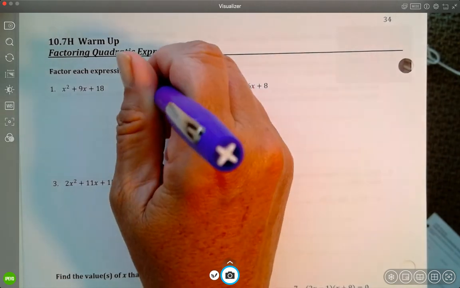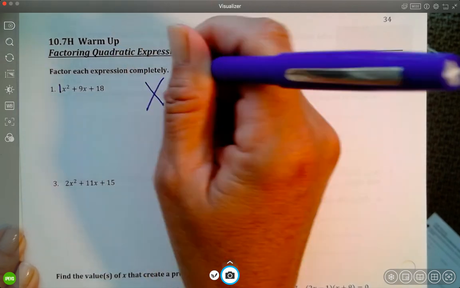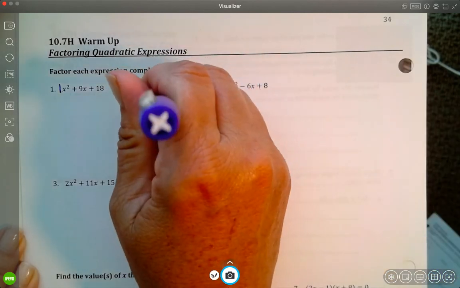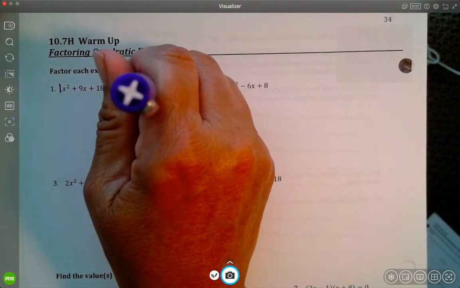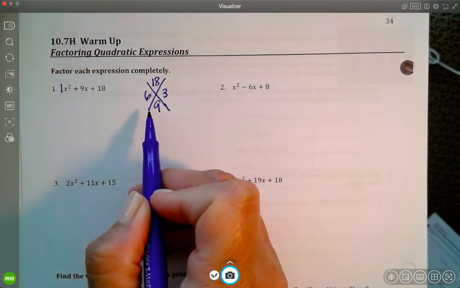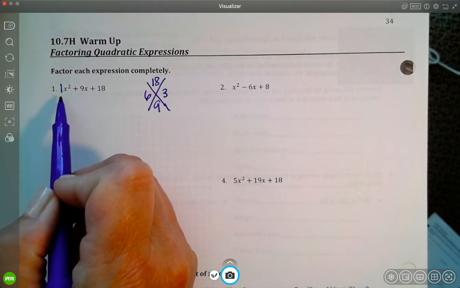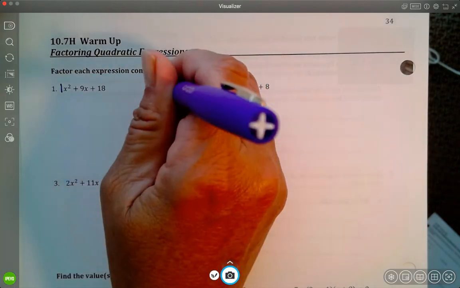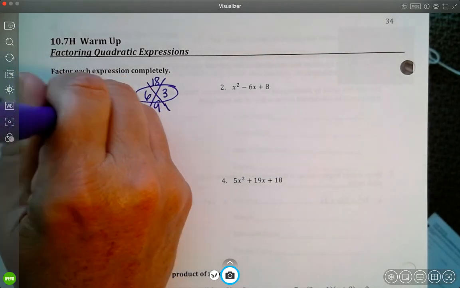So since A is 1, I can just use this diagram. What numbers multiply to 18 and add to 9? There's lots of numbers that multiply to 18, like 2 times 9, 18 times 1, but we'll use 6 and 3 because 6 and 3 add to 9 and multiply to 18. Now, since A is 1, I don't have to go through a bunch of other steps to figure out the factored form. I can just use these numbers that I found, and I know that the factored form is x plus 6 times x plus 3.